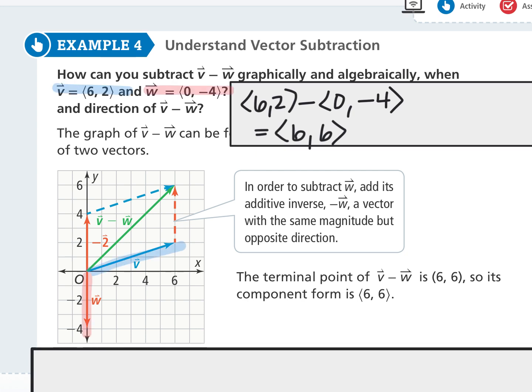So the first thing I want you to recognize is that this is now negative w. Negative w is a vector, and so you should write this down, with the same magnitude but opposite direction. So notice what I have highlighted right here is w, and negative w is the same length, but it's going to go the exact opposite direction, so 180 degrees. Then we can add that head to tail just like we did the last one, and you will see that this resulting vector ends at this terminal point 6, 6, just as we expected based on our arithmetic.